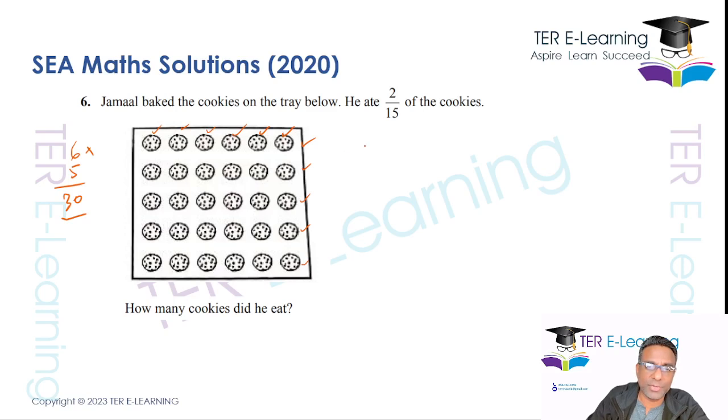Now if you want to figure out how many cookies he ate, all we need to do is to find 2/15 of the 30. Now this 15 will go into this 2 times, because 2 by 15 is 30. So therefore you're going to get a total of 4. So he only ate 4 cookies.